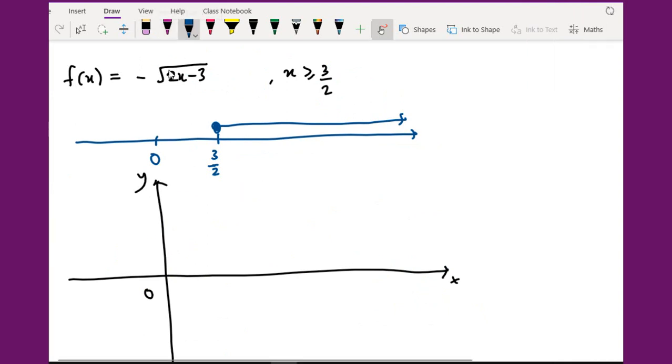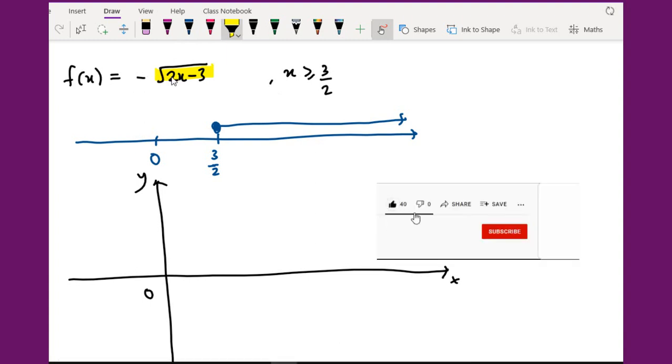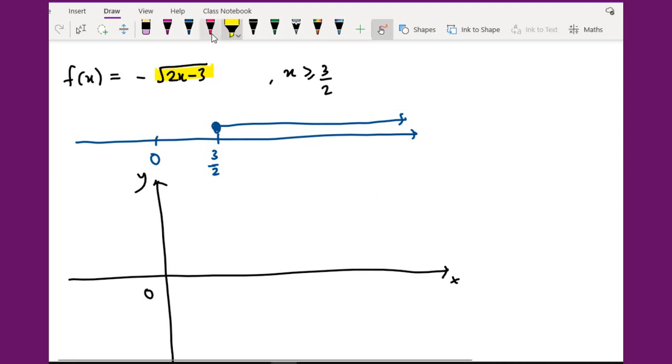For the third example, given the same function but with the opposite sign, this means the graph is flipped over, symmetric about the x-axis. Then find the domain. Everything below the square root should be greater than or equal to 0. You can say that the domain is x greater than or equal to 3 over 2. So this is the domain. Then we're going to sketch the graph. Draw the x and y axes.